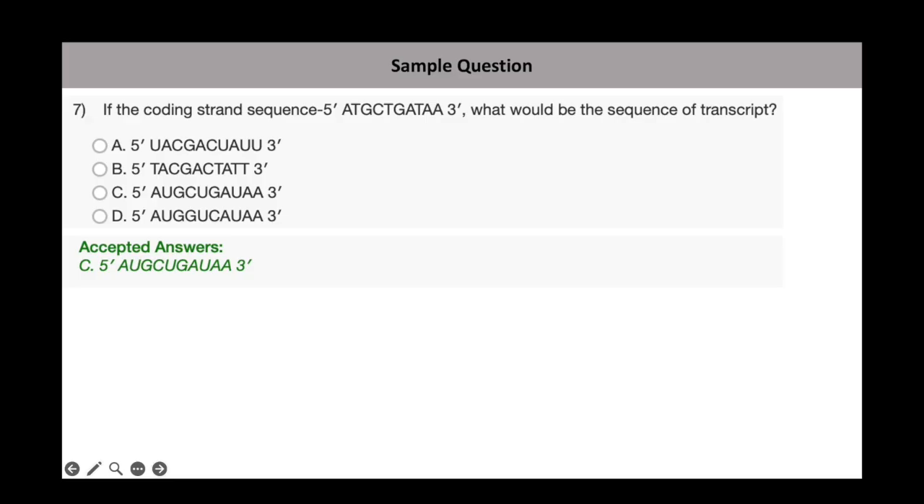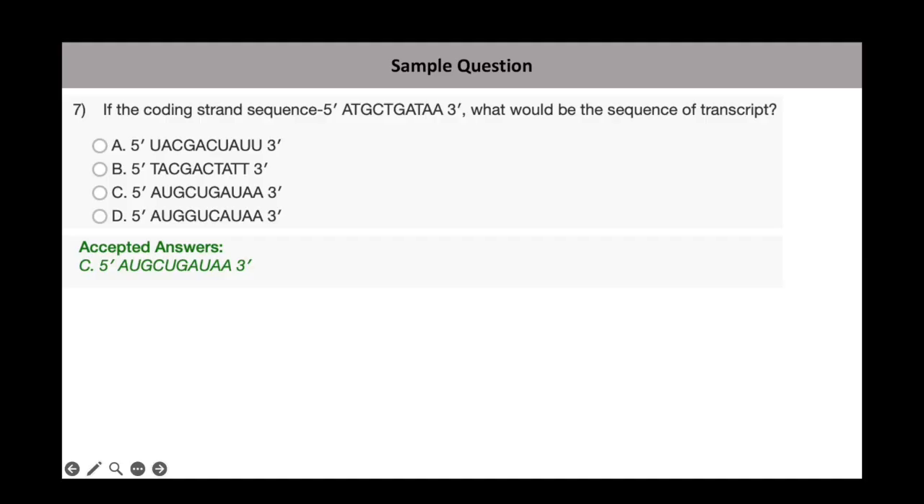Okay. If it is the sense strand, or if the DNA sequence that is given is in 5' to 3' direction, then the resulting mRNA sequence will be exactly the same, except that in place of thymine, it will get converted to uracil.